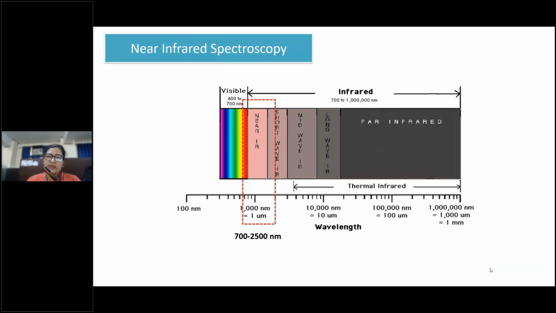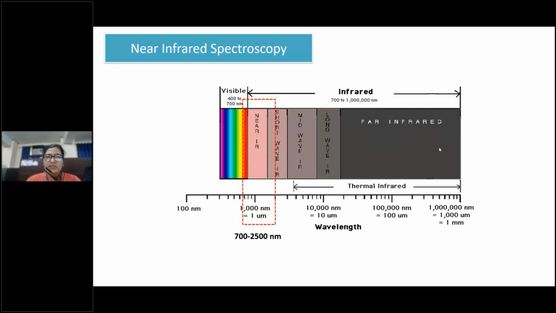We said near infrared spectroscopy. Before moving into near infrared spectroscopy, I hope everyone here knows the electromagnetic spectrum. In the electromagnetic spectrum, along with visible light, we have a spectrum called infrared. This infrared is divided into three parts: near infrared, mid infrared, and far infrared. Near infrared is the region with 700 to 2500 nanometer wavelength, and far infrared moves up to 10,000 nanometers and more.